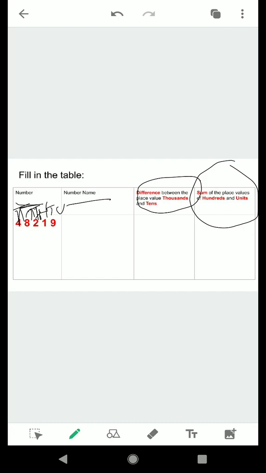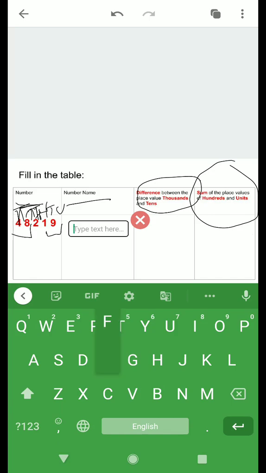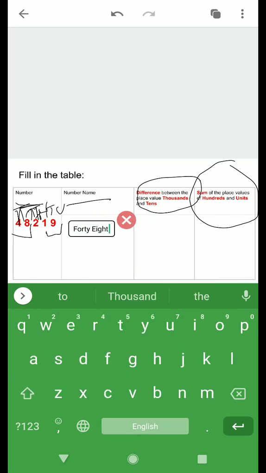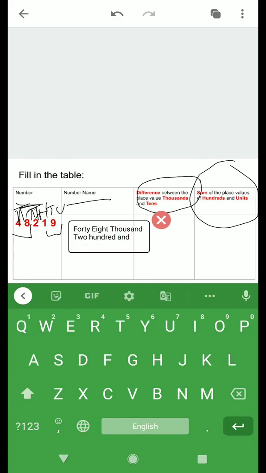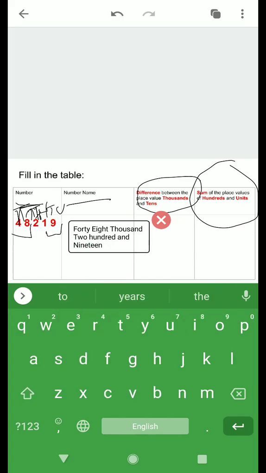Number name. So again, we're going to make buckets of tens and units and thousands and 10,000s. If you see the 1,000 and 10,000 buckets, we have 4 10,000s and 8 1,000s, which means we have 48,000. Then we have 200, and then we have 1 ten and 9 units, which means we have 19. So the number we have is 48,219. Easy, I know.